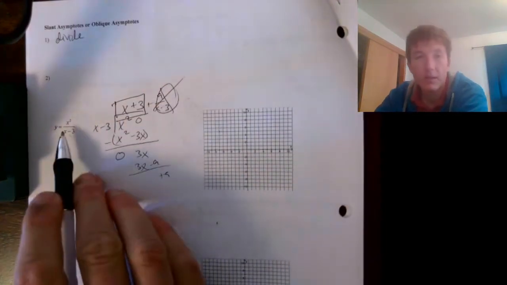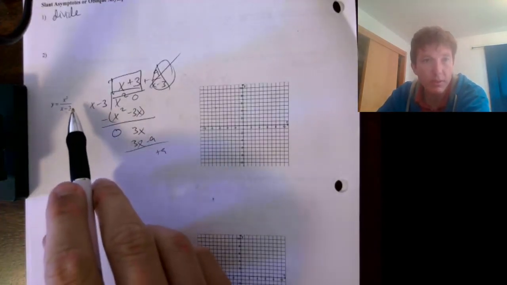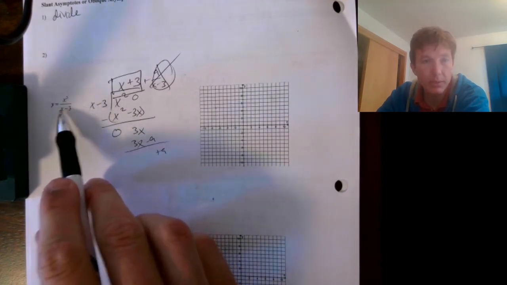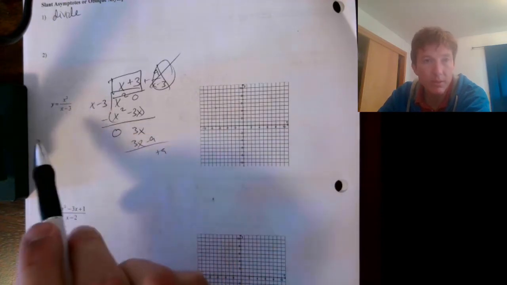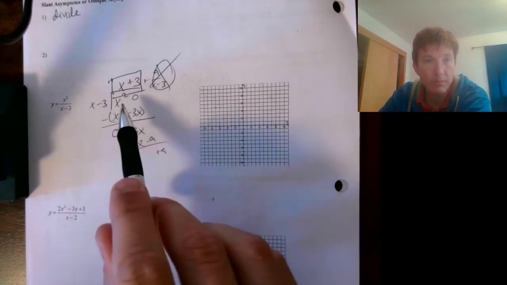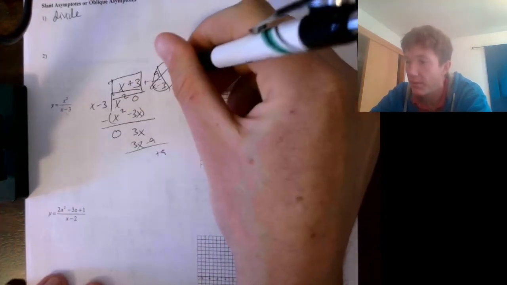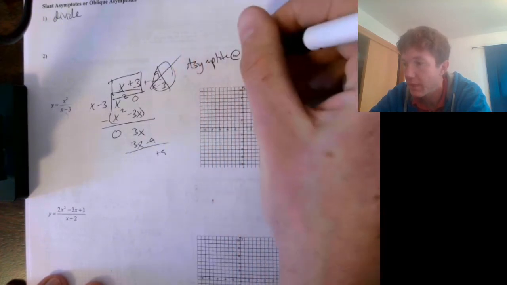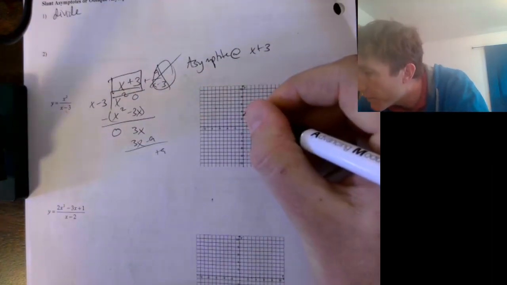Okay. So when you have a quotient and the powers are not the same, so like x squared over x, and if it's larger on top, what you want to do is do polynomial division. This will give you your slant asymptotes. So we have an asymptote at y equals x plus 3. Let's go ahead and graph that.